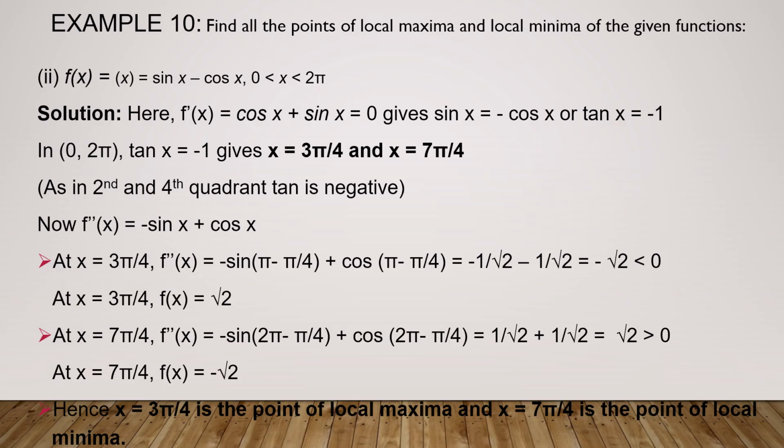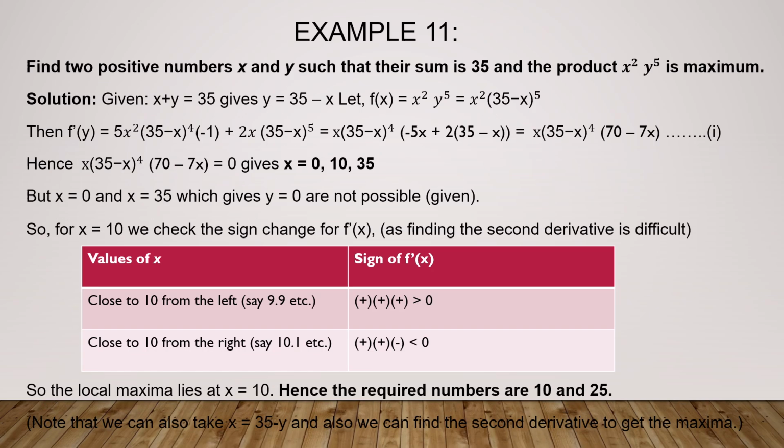So if you want to just remember it, it is sort of like just the opposite. For the local maxima, what do you need? The second derivative should be less than 0. And for the local minima, what you need is the second derivative should be greater than 0.